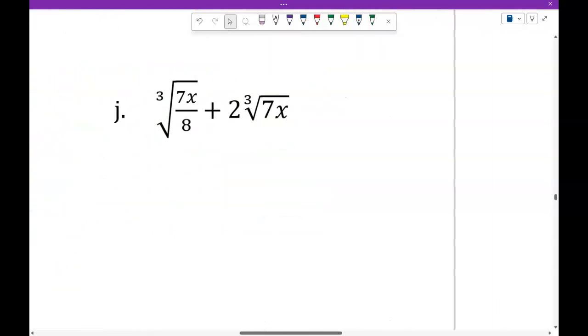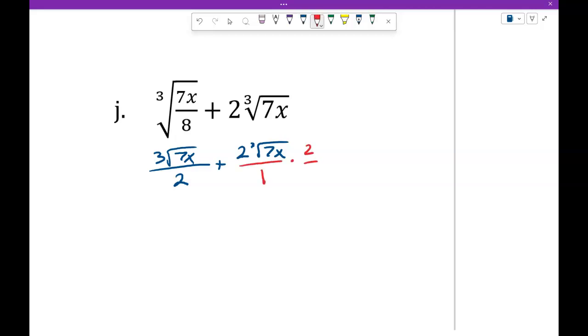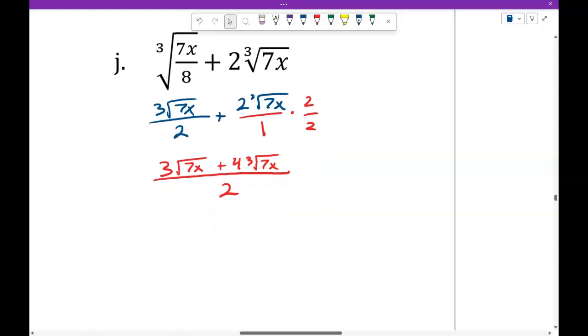Here again, let's simplify any radicals that we can. We can take the cube root of 8, so we end up with cube root of 7x over 2 plus 2 cube root of 7x. Well, in order to add these, we need a common denominator, so we'll multiply this fraction by 2. 3 cube root 7x plus 4 cube root 7x over the common denominator of 2, giving us 7 cube root 7x over 2.